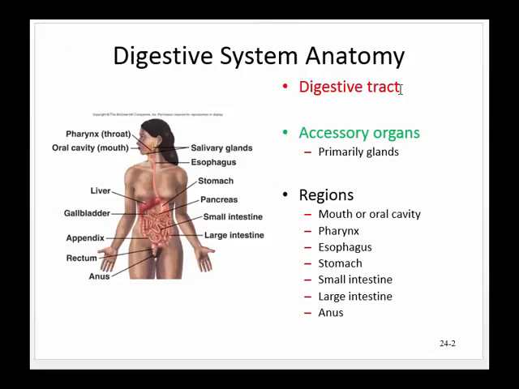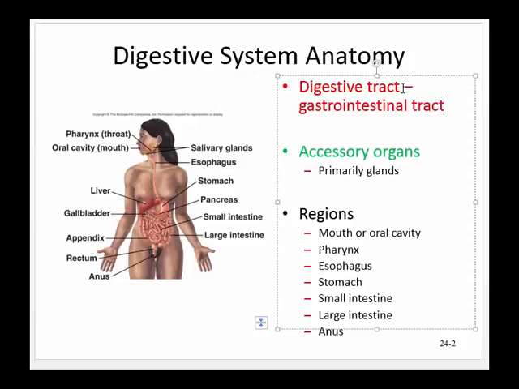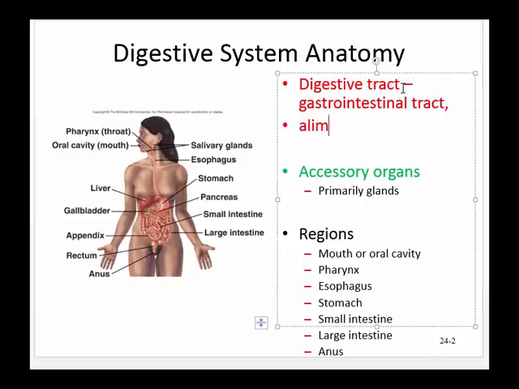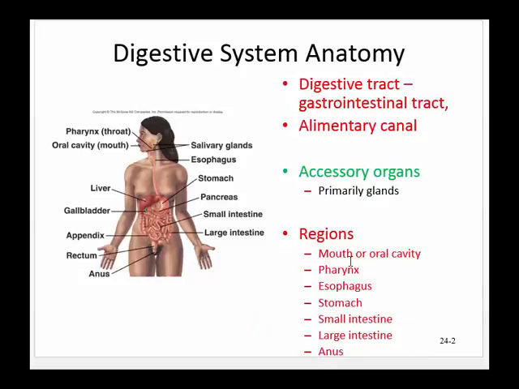When we consider the different parts of the digestive system, we can talk about what's called the digestive tract. This is also known as the gastrointestinal tract. It's also known as the alimentary canal. Basically, all of these regions here that are included in this red font are part of the digestive tract. So you start with the mouth and then the throat, through the esophagus, the stomach, the small intestine, the large intestine, and then the rectum and anus.